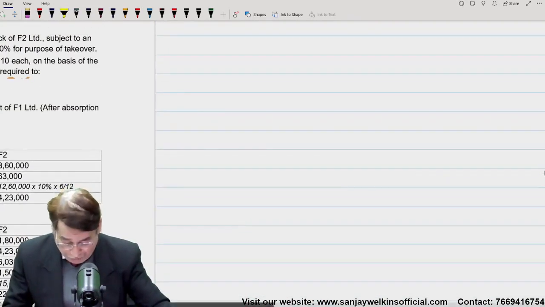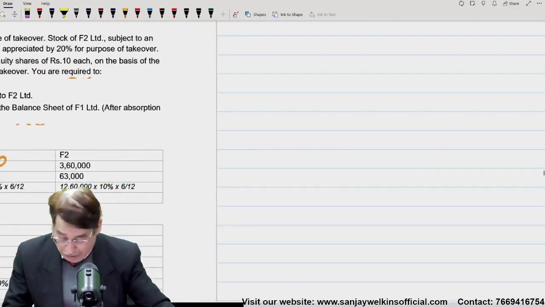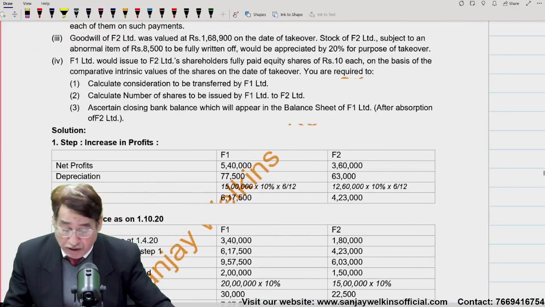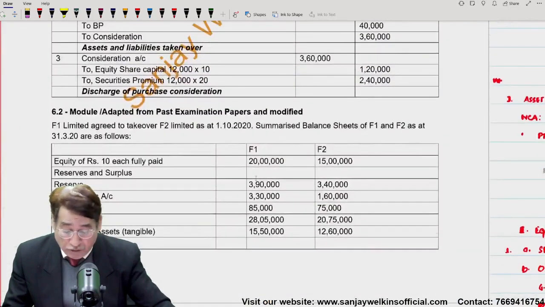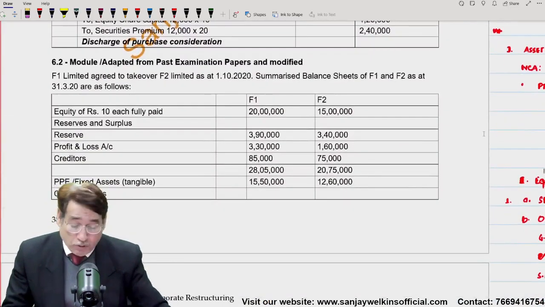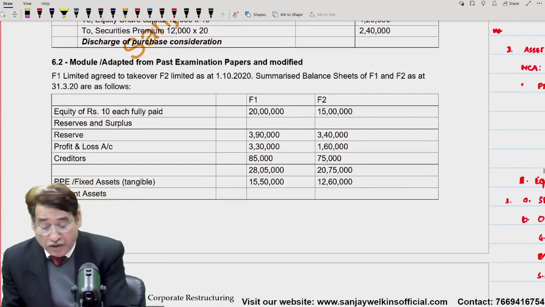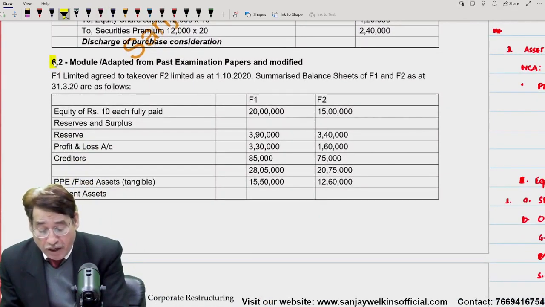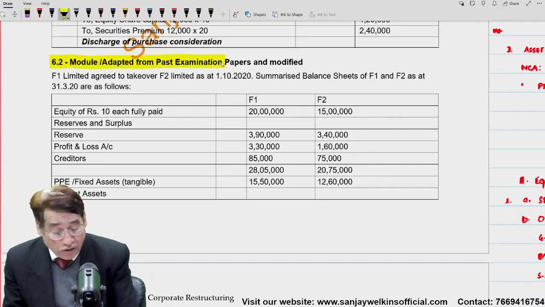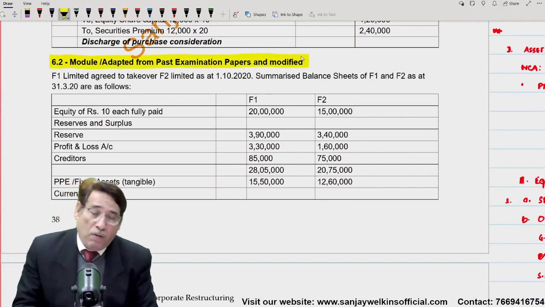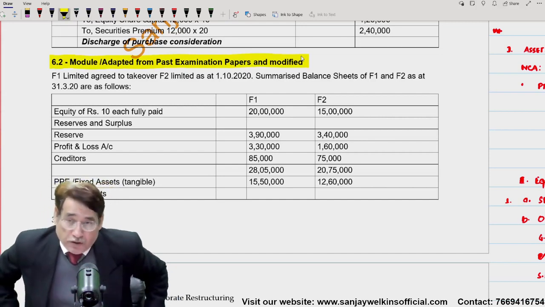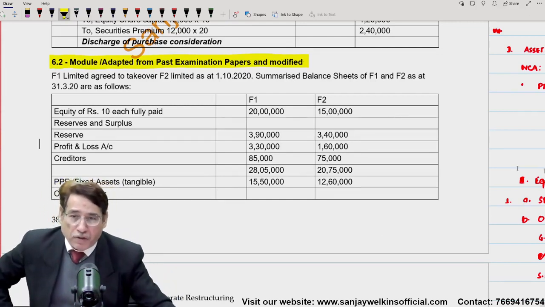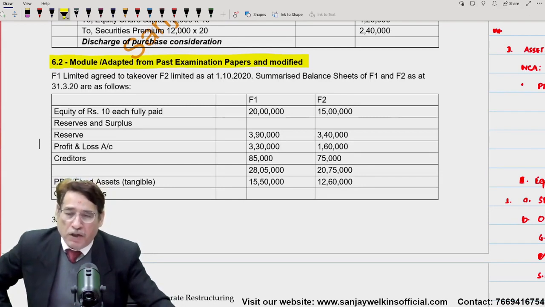And this is a pretty strong question, and not an easy question. This question is a little bit tough to handle. 6.2, this question has been picked up from your past examination also. And it is not an easy question. Is it clear to you? But we'll take a 5 minutes break. Before we proceed further, just allow me to have a 5 minutes break, because when you speak continuously, quite obviously you tend to get tired also.